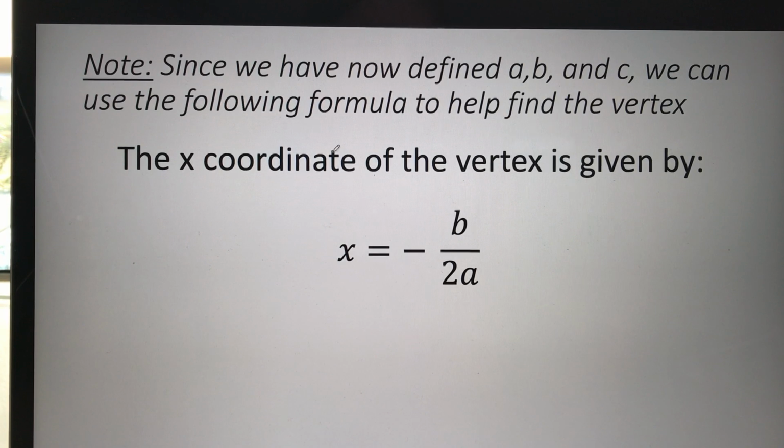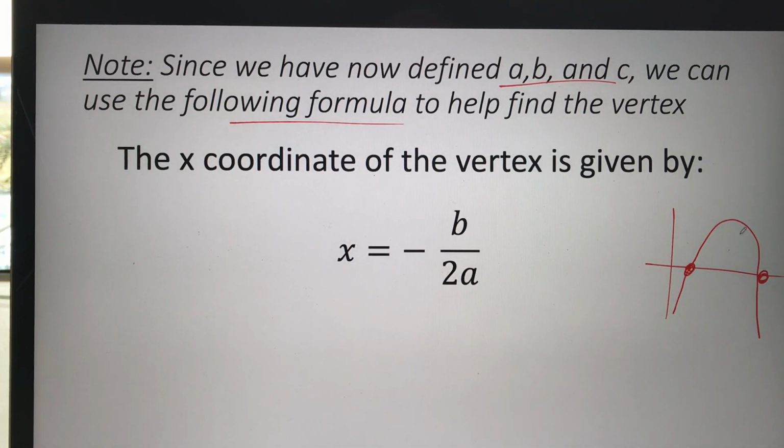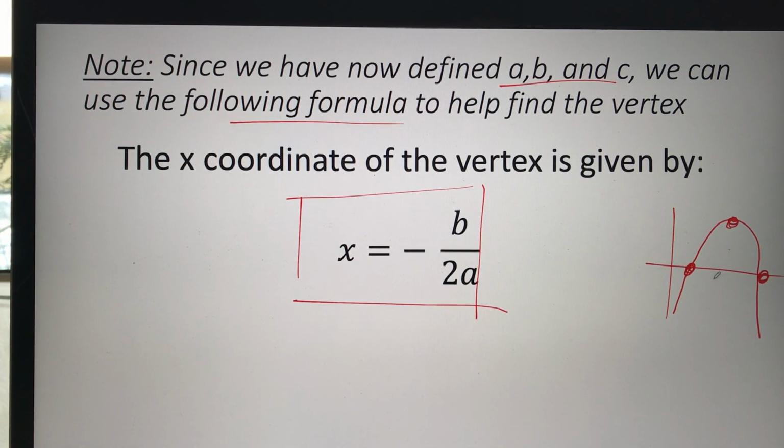Now, another quick shortcut here. Since we have now defined a, b, and c, there's actually a formula that will help us find the vertex. Remember, the quadratic formula is really giving us the zeros, this value and this value. Now, suppose you want to find the vertex. This little quick formula will give us the x value of the vertex. So even if we don't find the zeros, we can cut right to the vertex with this.